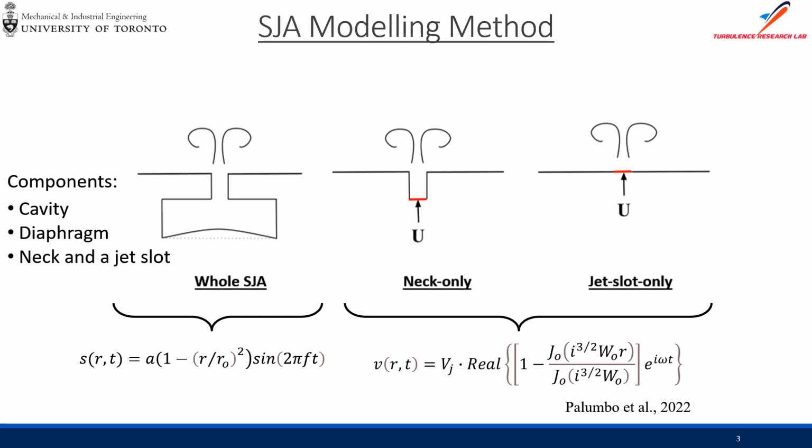In our study, the velocity profile that we applied is known as the Womersley solution. It's a pulsating, laminar, pipe flow analytical solution. This was recently used in a DNS study investigating SJAs as active turbulators. And finally, the third case is where we also apply the Womersley solution onto a jet slot only configuration, to see what happens if we omit both the cavity and the neck.